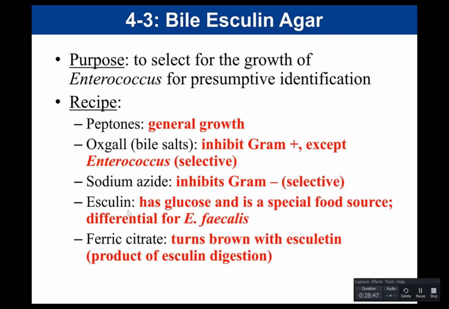E. faecalis does. Ferric citrate is the reagent that's in the media, so we don't add it after, it's actually in the media, and it turns brown with esculetin. And esculetin is a product of esculin digestion. And so what that means is that if the organism uses the esculin, if it metabolizes the esculin and it produces esculetin, that esculetin is going to interact with the ferric citrate and it's going to turn brown.